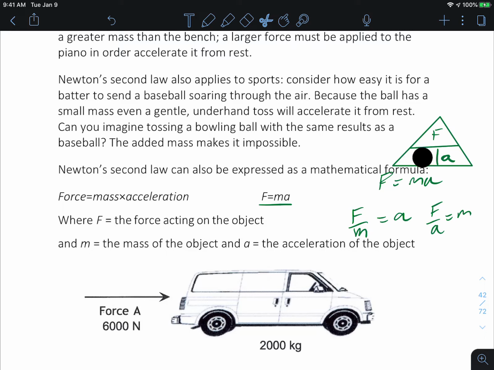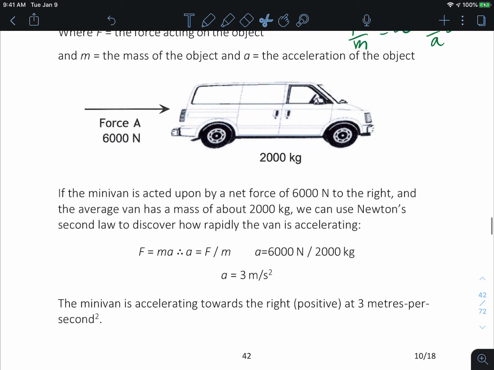So if I take my thumb and put it over force, which is what I want, it's mass times acceleration. If I want to know the mass, I cover up the mass in my triangle, and I know that the equation is force divided by acceleration. If I want to determine the acceleration, I simply cover up acceleration, and I get the formula force divided by mass. I'll go over this again when we need this equation later.